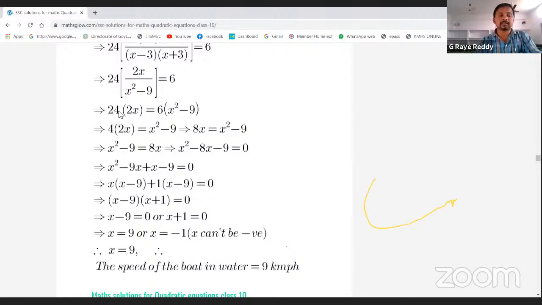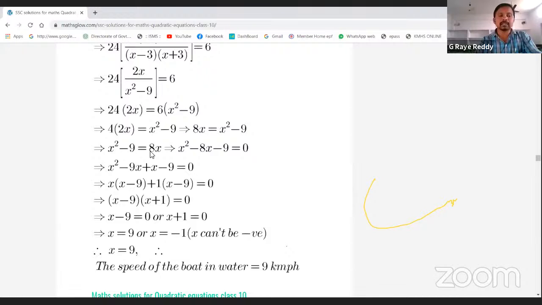So we can cancel 6 on the 6 fours. Then we get 4 of 2x is equal to x square minus 9. So 4 of 2x is equal to 8x. 8x is equal to x square minus 9. Then we can write the above step like this: x square minus 9 is equal to 8x also.